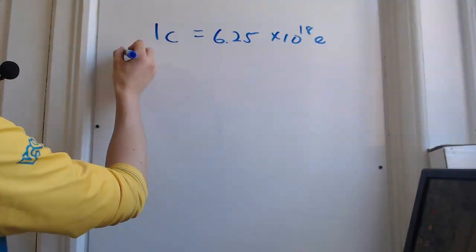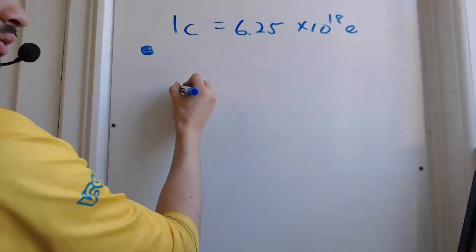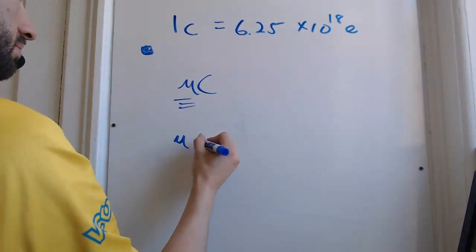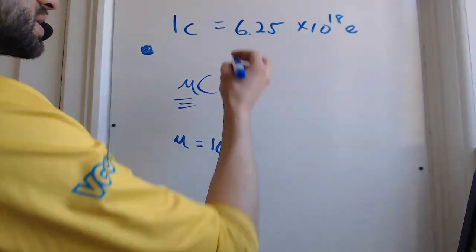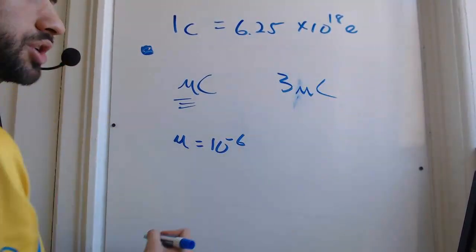That's a lot. And sometimes we don't deal with a whole Coulomb. We deal with a little bit less than a Coulomb. We often deal with microcoulombs. If you go to your reference table, you will see that micro means 10 to the minus 6. So instead of giving you a 3 Coulomb charge, you might get a 3 microcoulomb charge.